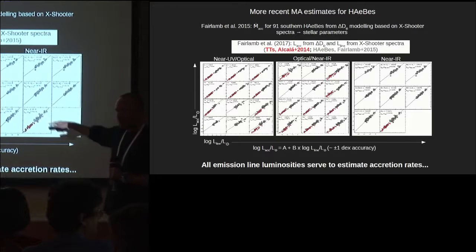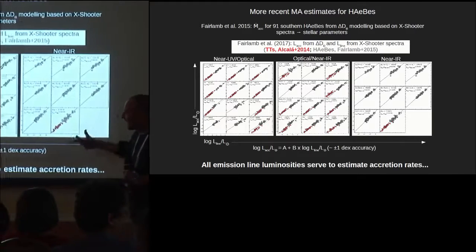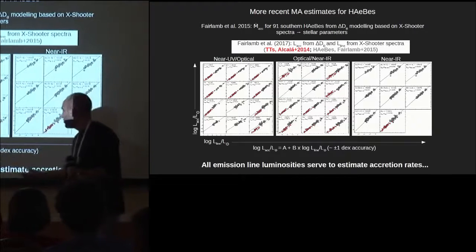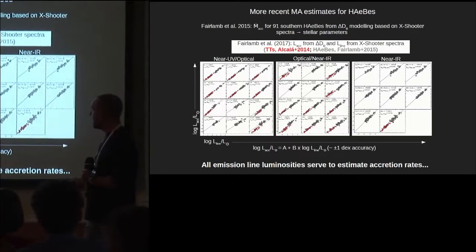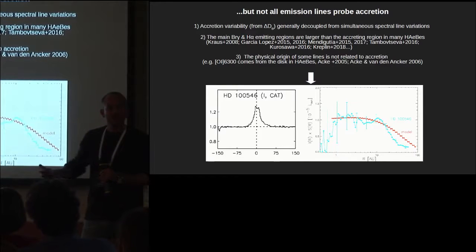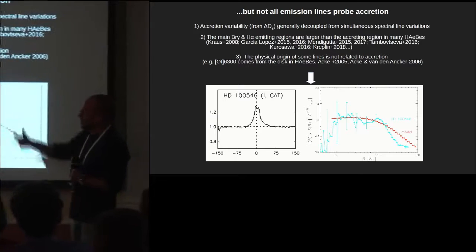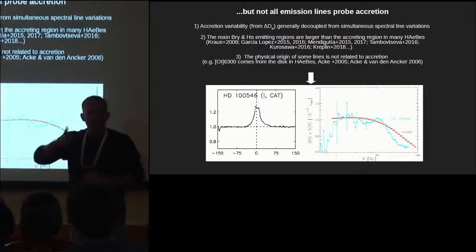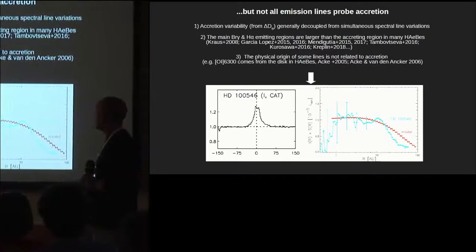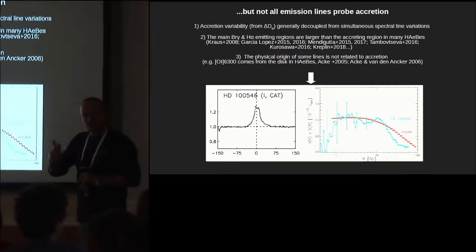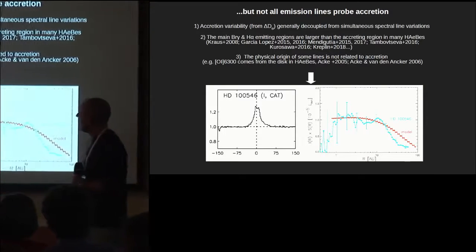But I find this type of correlation very curious, because this is telling us that all emission lines can be used to estimate accretion rates, but at the same time we know that not all emission lines only probe accretion. So I have mentioned before that the accretion variability from the Balmer excess is decoupled from the simultaneous spectral line variations, which could be due to this time delay.